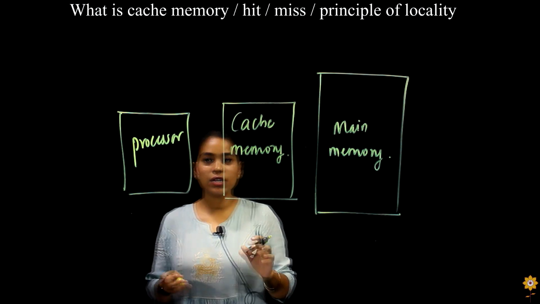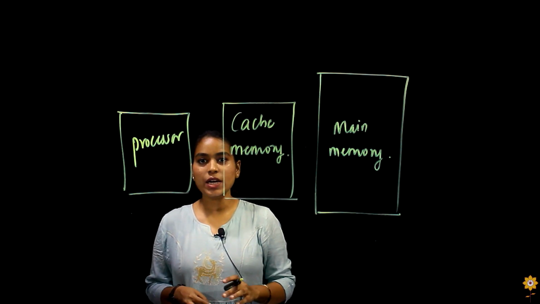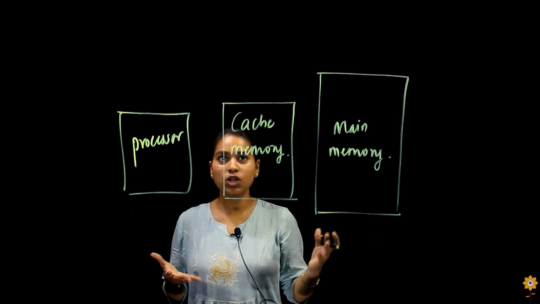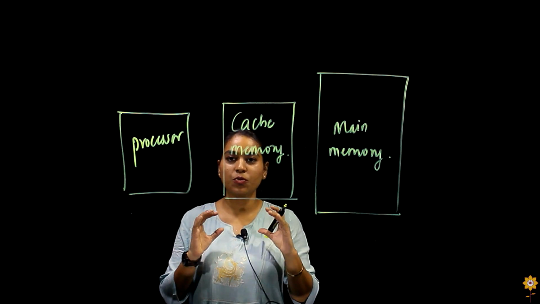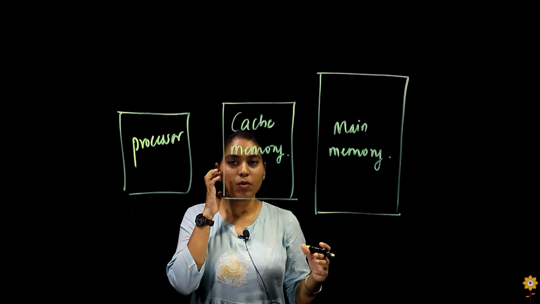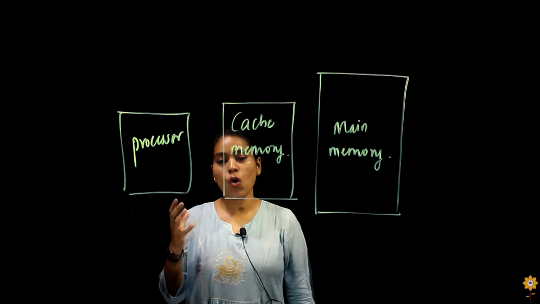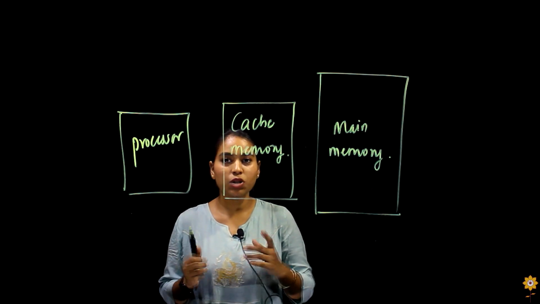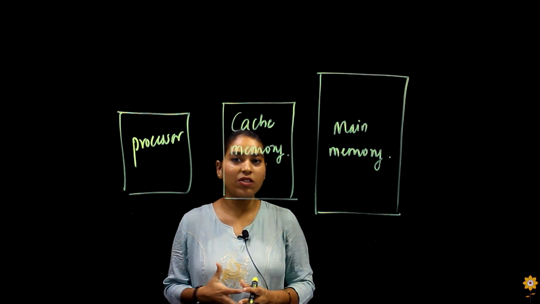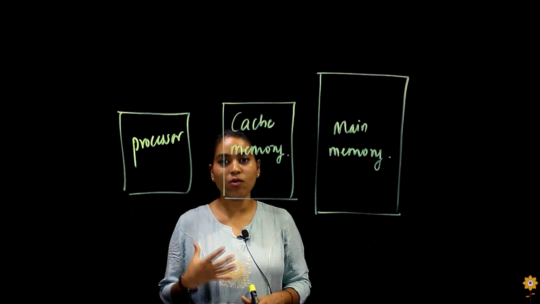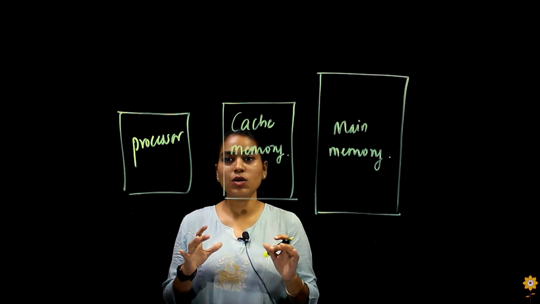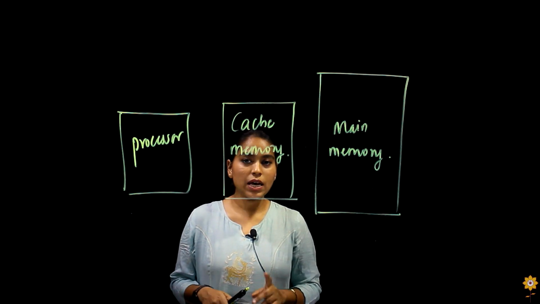Now cache memory is not very large, it is a small memory and it is very expensive. Logically, cache is present in between processor and main memory. Physically it can be present on the processor or between the processor and main memory. There are two levels of cache, level 1 and level 2. Level 1 cache is there on the processor. Level 2 cache is in between the processor and main memory.